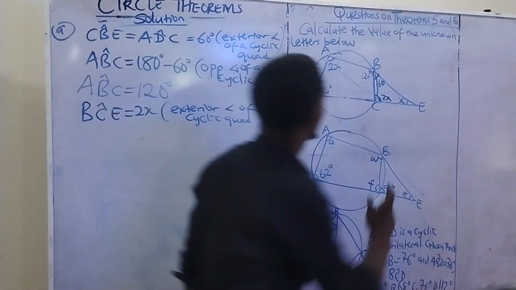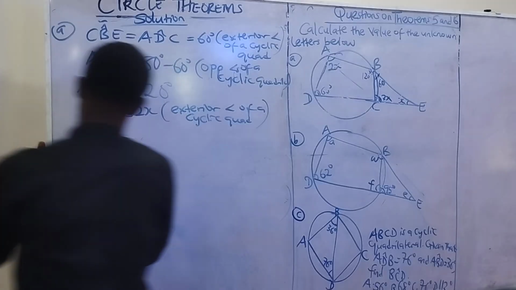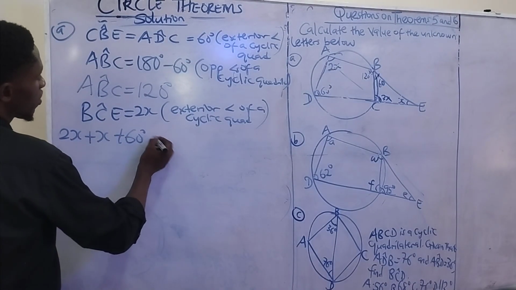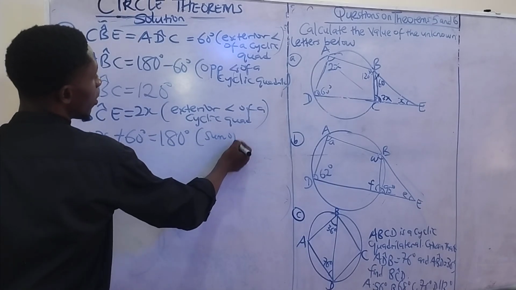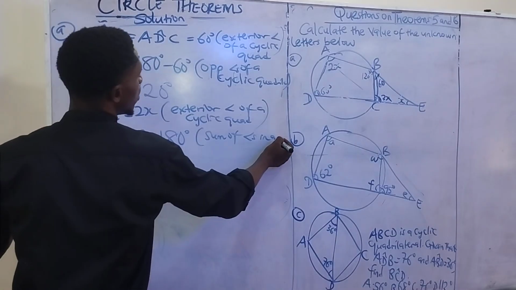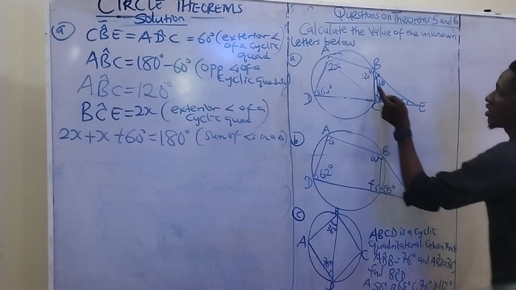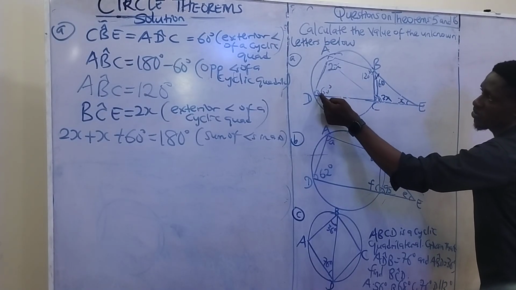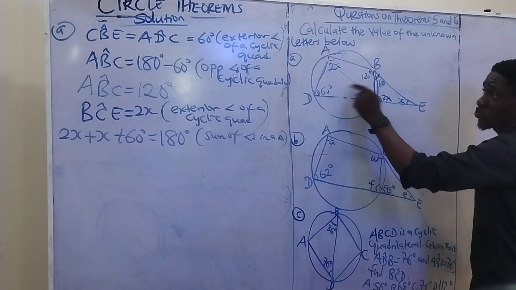Okay, so this is a triangle. To get this x is now very easy. So we have 60, 2x plus x plus 60 is equal to 180 degrees, sum of angles in a triangle. Remember, we are looking for this x here. Anything here is equal to what is here. Anything here is equal to what is here. Can you see that now? Remember this angle on a straight line. I just wanted to prove it to you.